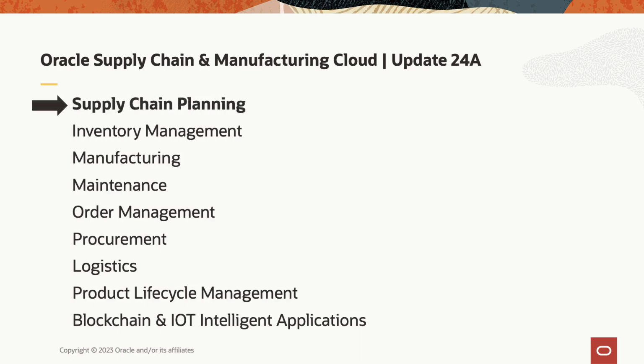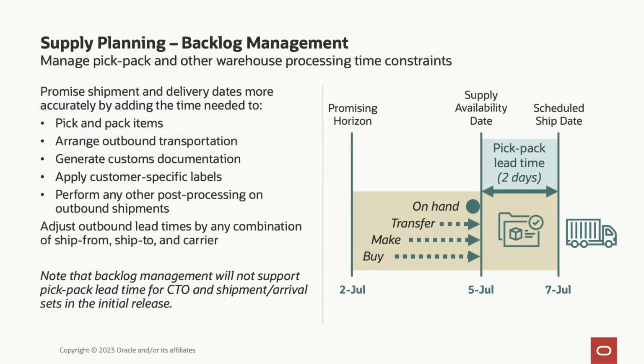First up, supply chain planning. Even if items are available at your ship from location, your logistics team may need additional time to pick and prepare items for shipment. You can now include this extra lead time for packaging and labeling, transportation arrangement, documentation generation, and other tasks when you schedule sales orders in Global Order Promising and backlog management. You can add this pick-pack lead time by any combination of ship from, ship to, and carrier.